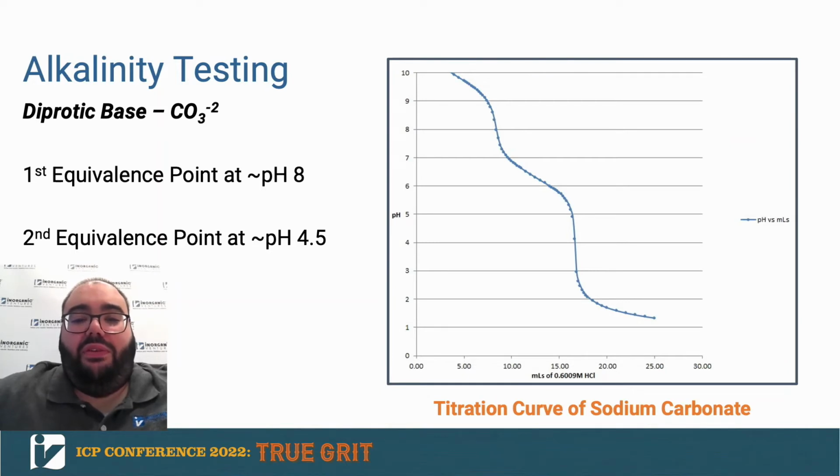You'll see a first equivalence point at pH of 8, and then a second equivalence point around pH 4.5. So that second equivalence point is really key for our alkalinity testing. Again, because we're making the assumption usually that we are looking for a concentration in terms of calcium carbonate. So that final ability to neutralize acid should happen around pH 4.5.